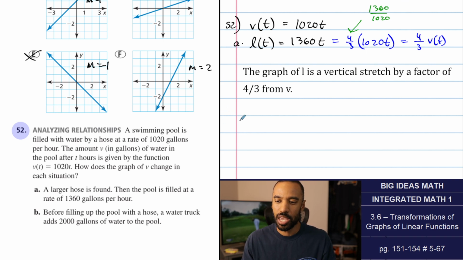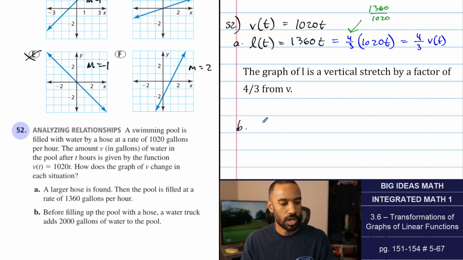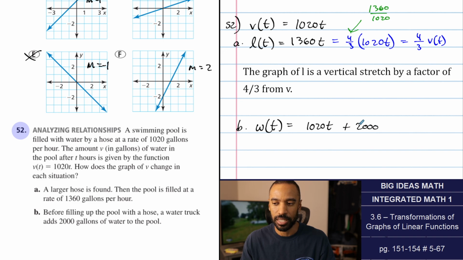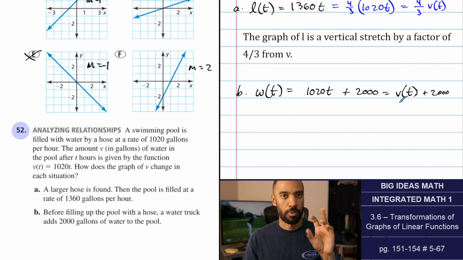water to the pool. They say before as in it's unrelated to the time that's done here in hours. So let's see, a water truck, I'll call W. W of T takes your V of T equation, 1,020 T, but regardless of T, we're also adding 2,000 gallons to it. This is unrelated, again, to the V of T because it's not affected by T itself. It's not affected by time. When time is 0, you still have the 2,000 added to it, whether it's before or after.